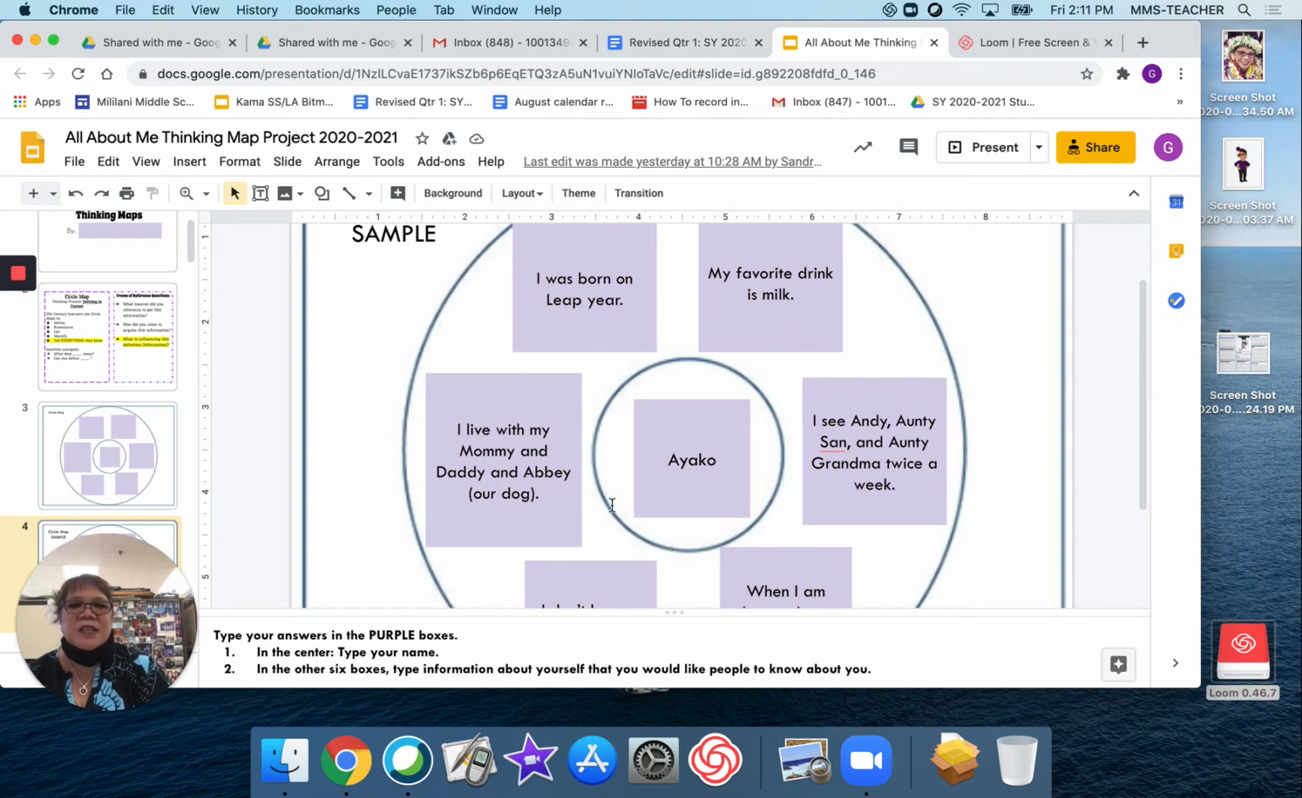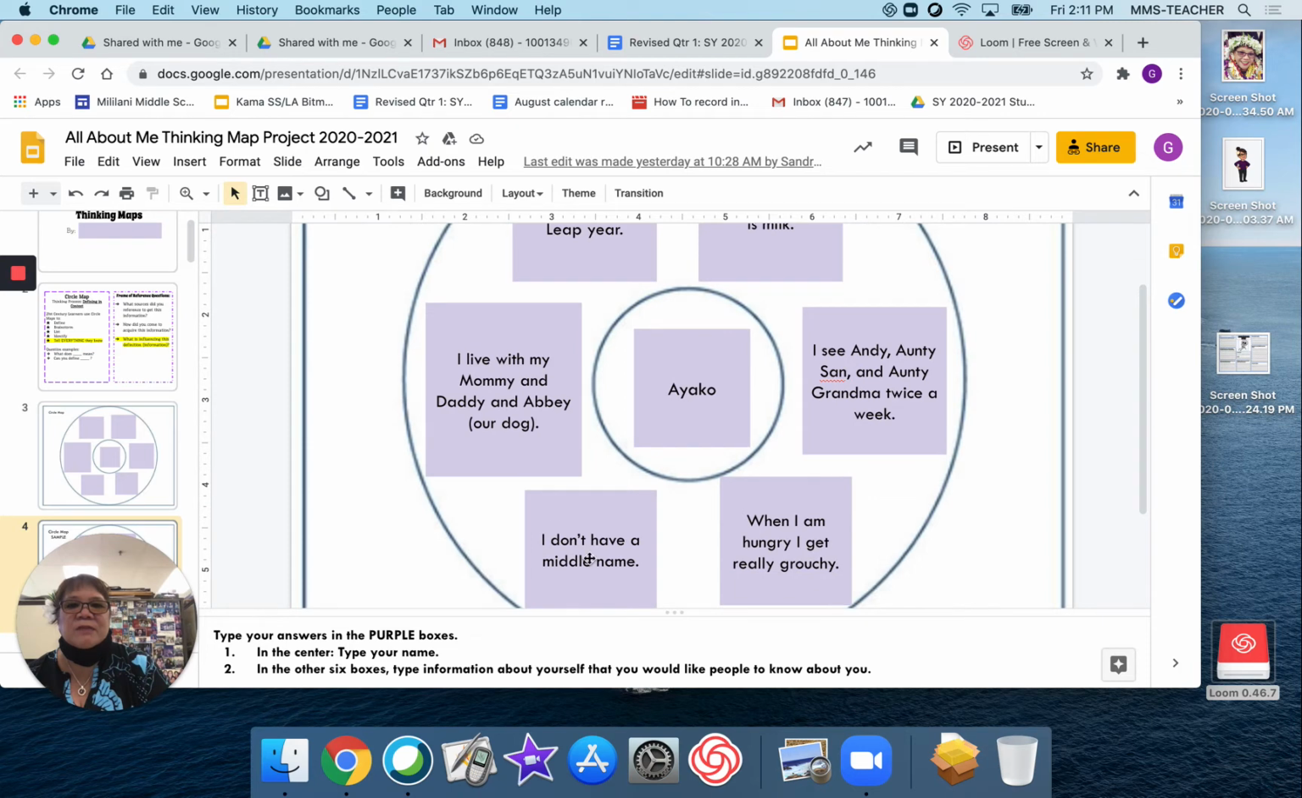The 6 things that she'd like you to know about her are that her favorite drink is milk. She was born on leap year. She lives with her mommy, daddy, and Abby, her dog. She doesn't have a middle name. When she gets hungry, she gets really grouchy, and she sees Andy, Auntie San, and Auntie Grandma twice a week. So it can be simple like that, where you're just going to share 6 important things that you don't mind sharing with your peers about yourself.